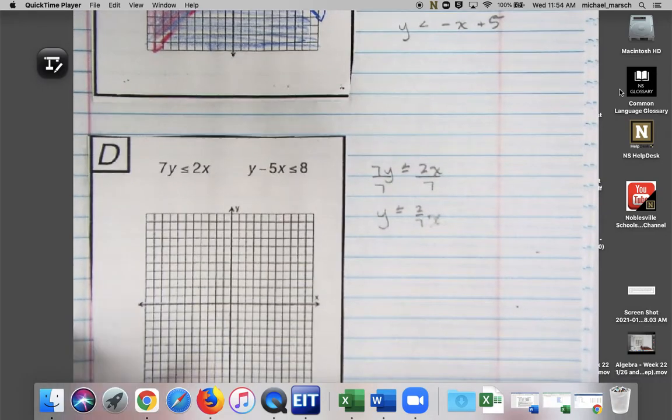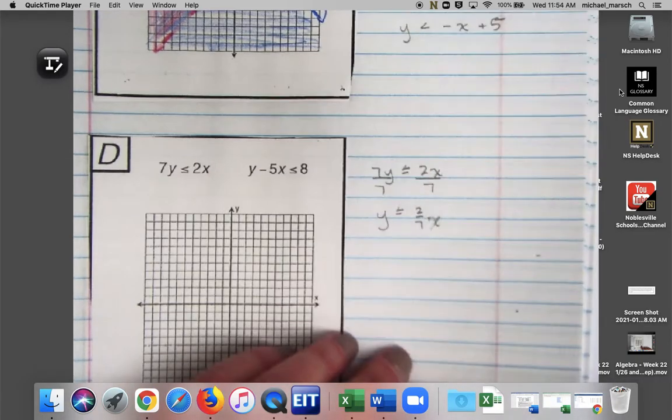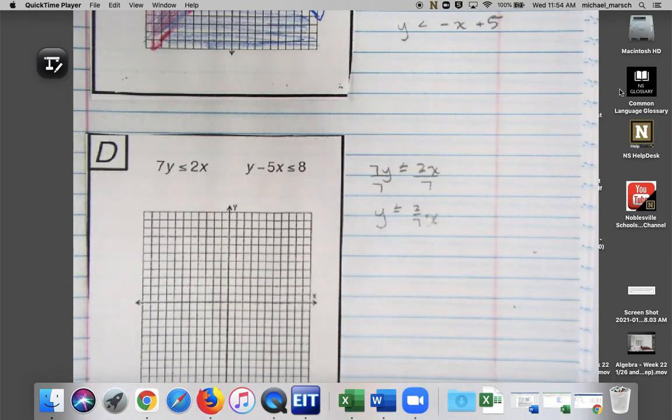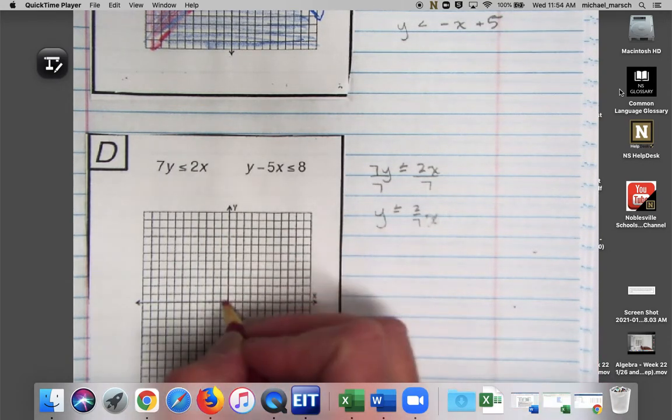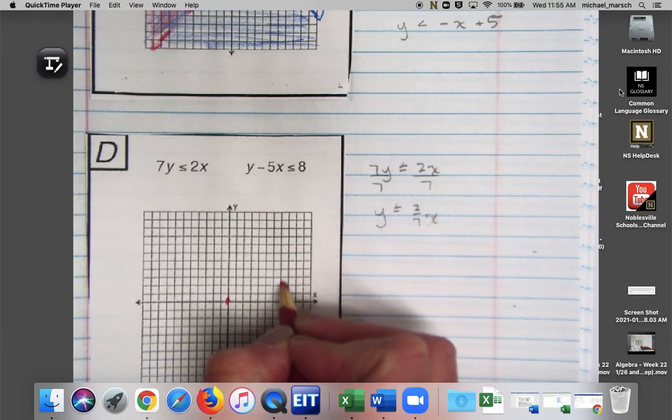So I don't know what's wrong with this paper, but I can't make the X darker. It's weird. Okay, so I'm going to plot my y-intercept at 0, 0, up 2 over 7.